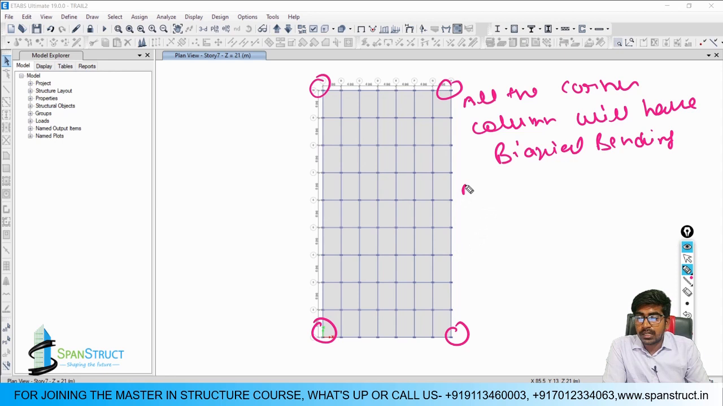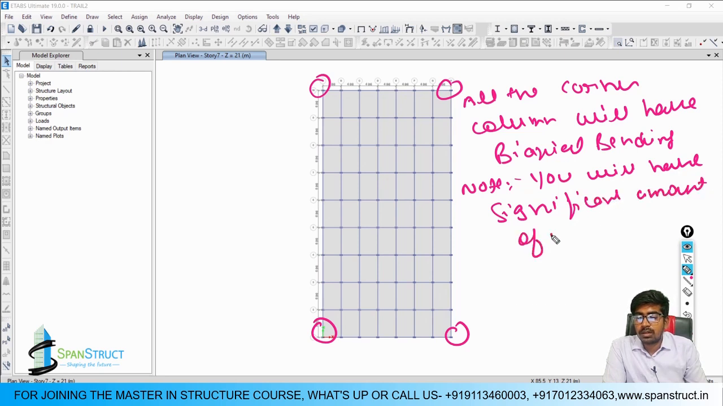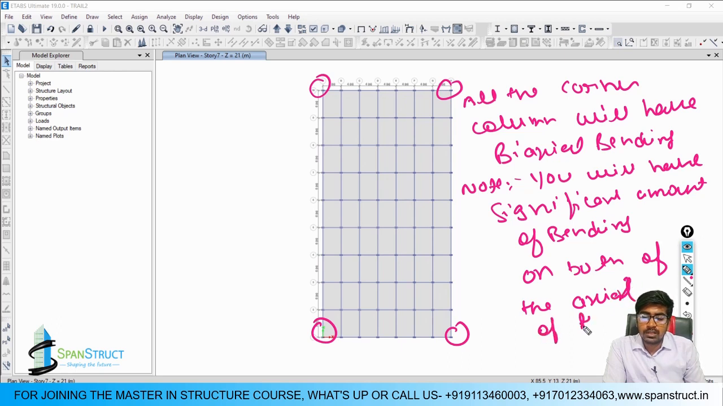So I can write a note here that you will have a significant amount of bending on both of the axes of the column. This is the reason why we design all the corner columns for biaxial bending.